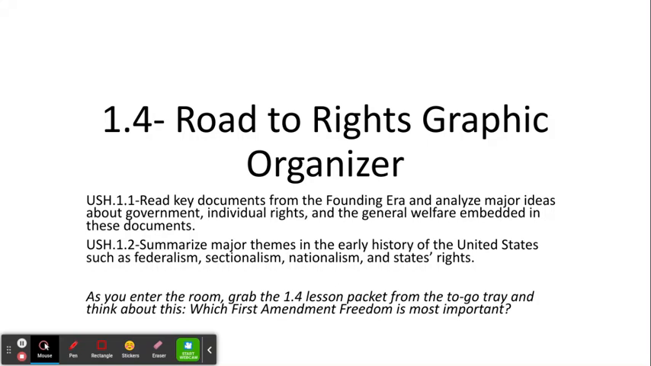So here on the screen, hopefully by now the packets have been distributed and we are going to go ahead and get started. You can see our state standards there that we're going to hit today. And without further ado, we've won the revolution. Now we have to build a country. How does it all go down?